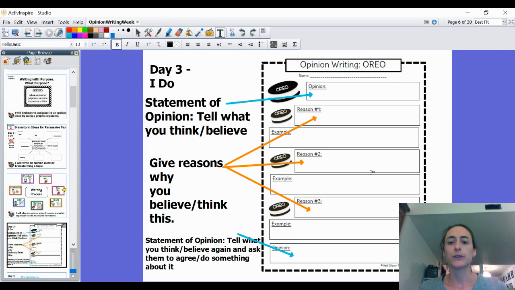Okay, so your planning page that I'm going to have you type in and turn in today looks like this. So you need a statement of your opinion first. That goes at the top right here. Then you give 3 reasons. And we're going to leave the example boxes blank for now because I want to show you that it's actually usually a good idea to do your opinions, 3 reasons, and then write your last opinion, and you tell your opinion again at the end. Then you can go back and fill in examples to make your writing even stronger.